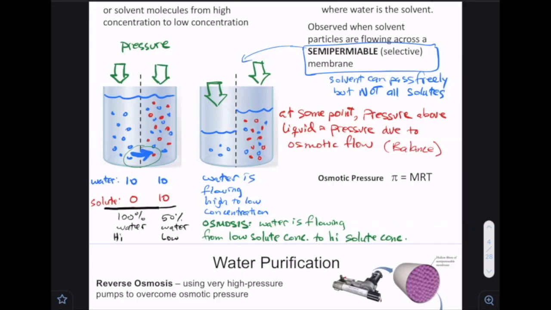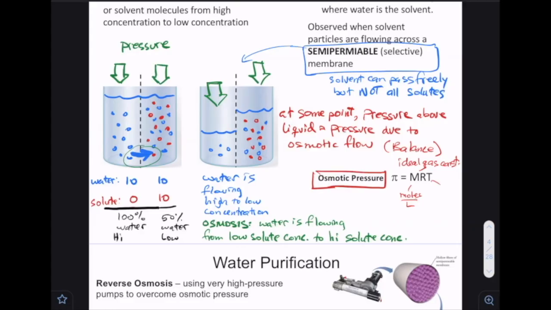Whatever that point is, that's what we call osmotic pressure. And there's a formula for it, pi equals MRT. M, this is molarity. R, this is the gas constant. This is the same as the ideal gas constant that you learned about in the gas law.